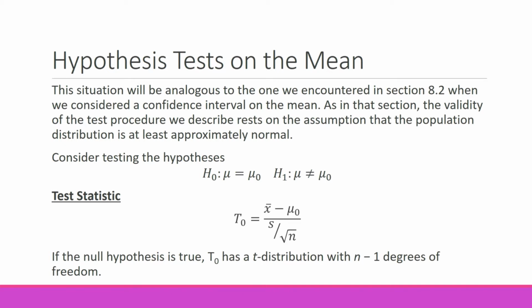Then we have the following test statistic: x bar minus mu naught divided by s over the square root of n. If the null hypothesis is true, this test statistic has a t-distribution, and you may recall that the parameter the t-distribution depends on is the degrees of freedom. In this case, it would be n minus 1. So whatever our sample size is, minus 1.